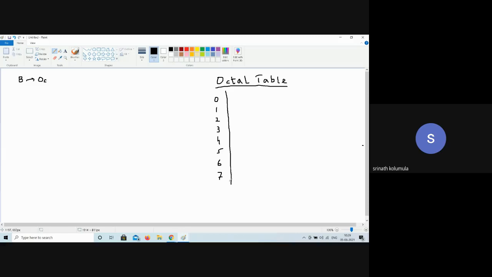Now I have to generate the octal values. Okay, 3-bit combinations. So totally 8 values, no? This is the way that you have to construct the octal table. First 4 I'll take zeros, since 8 values are there. Next 4 I'm taking ones.